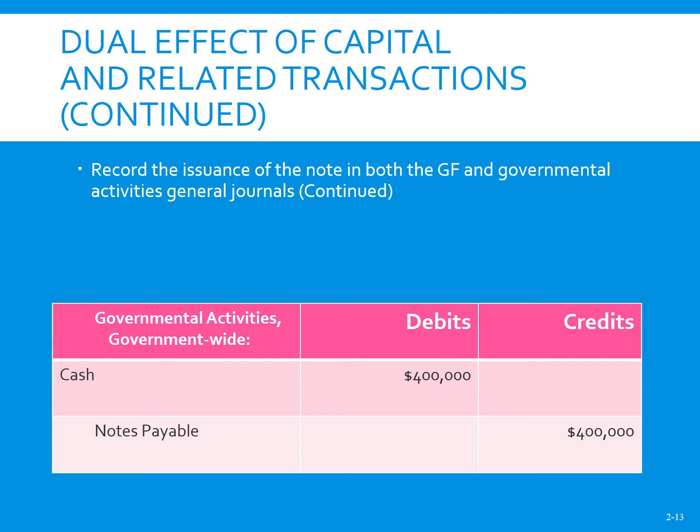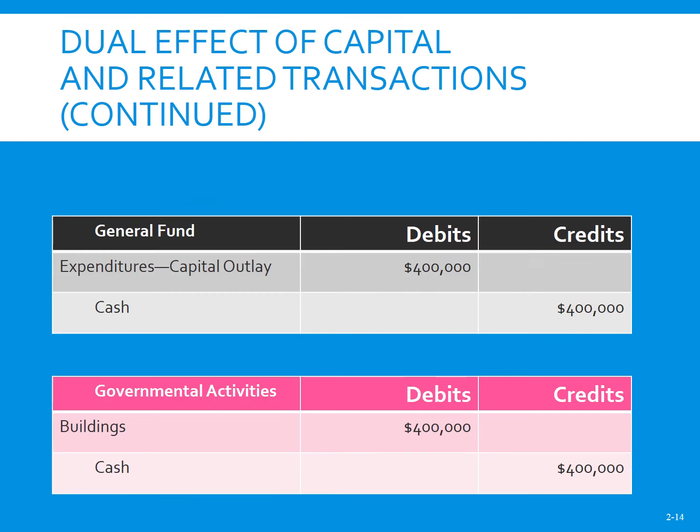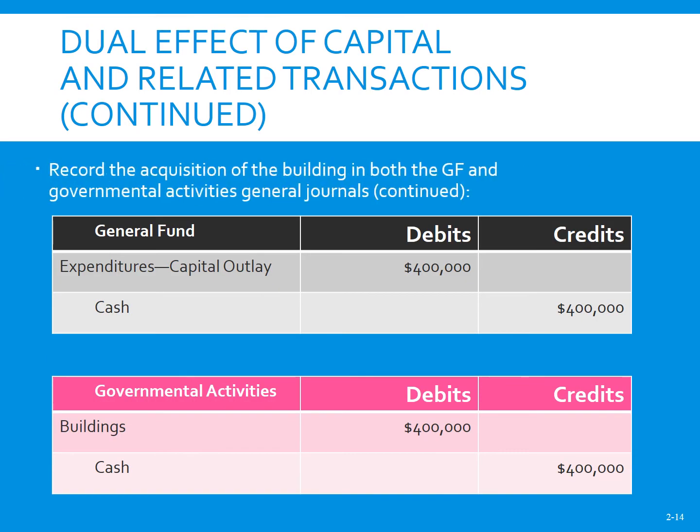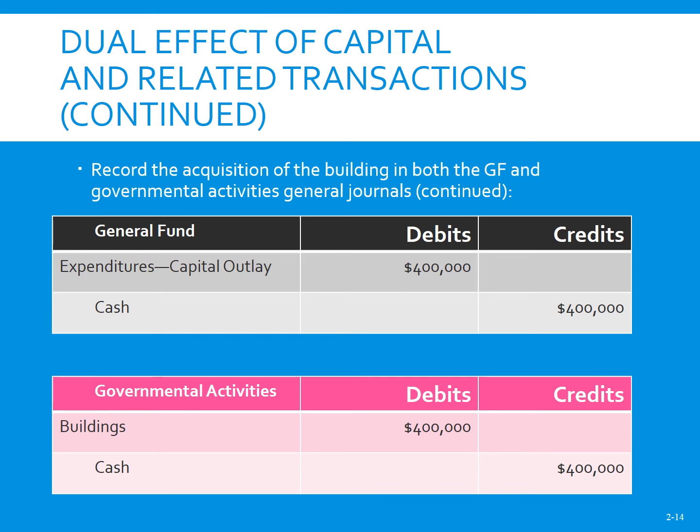You'll notice a lot of these governmental activities in the government-wide journal are going to look a lot like what you're used to. It's the general fund and these governmental funds and proprietary funds that are going to look different in terms of the accounts that you're debiting and crediting. So again, we're going to demonstrate the dual effect here that you're going to see over and over again throughout the Smithville application.